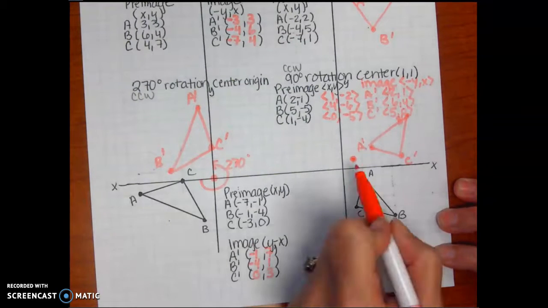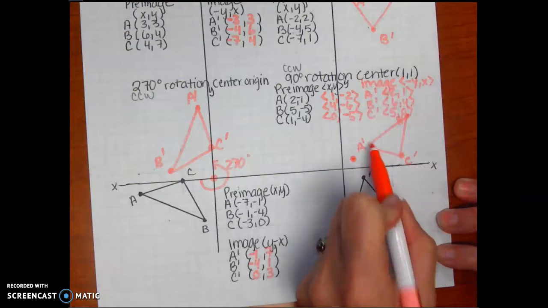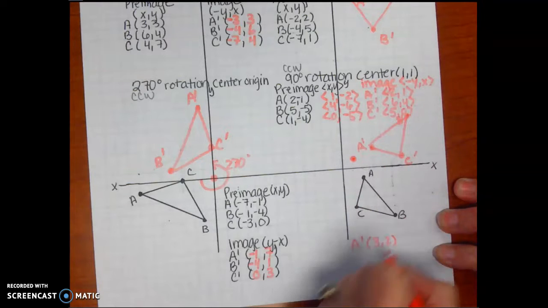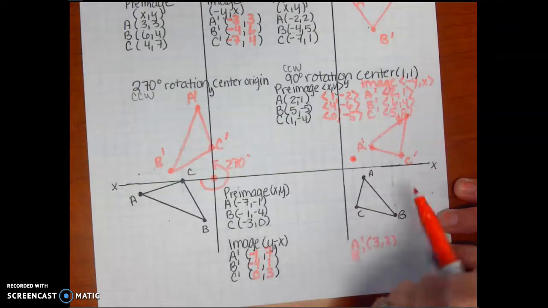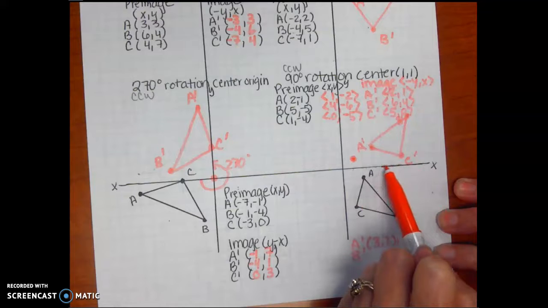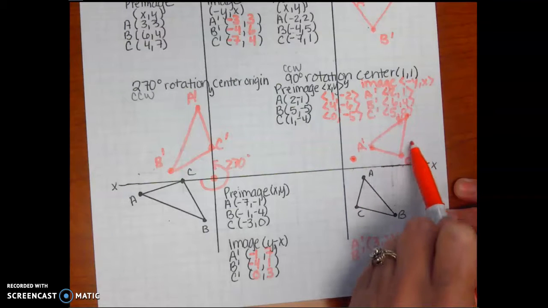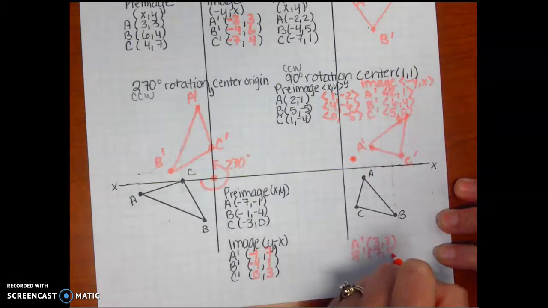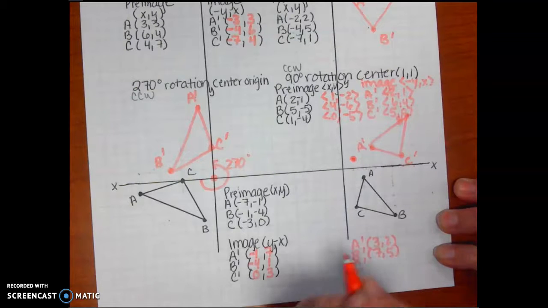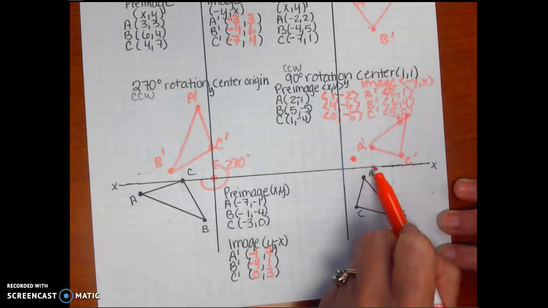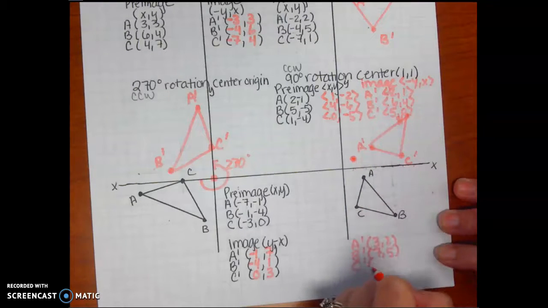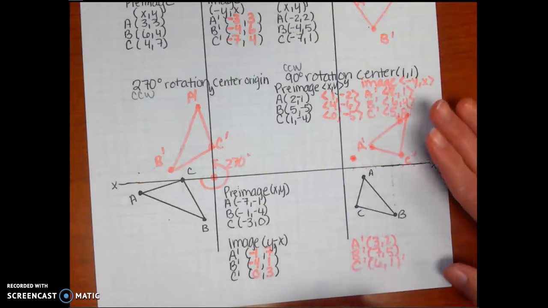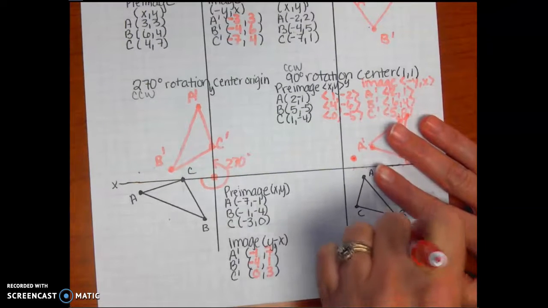Now I'm going to come back and identify my points. A prime is located at (3, 2). B prime is located at (7, 5). And then my C prime is located at (6, 1). Okay, so now I have the coordinates for my image.